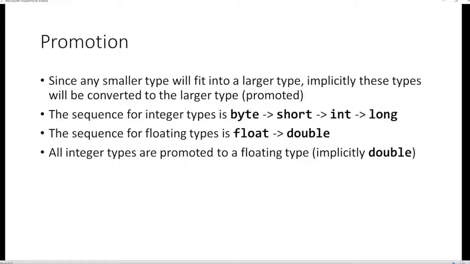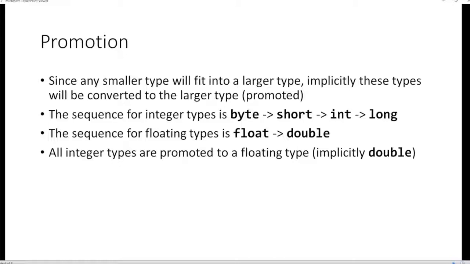Each of these can easily be promoted to the next in sequence because an int will always be able to hold every value represented by a short. A short can always hold every value represented by a byte. In floating points, the float data type is promoted to a double. A double is twice as large as a float. It means it has a lot more precision and a lot more range.